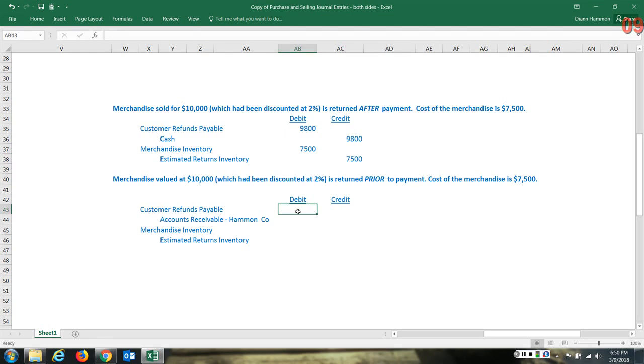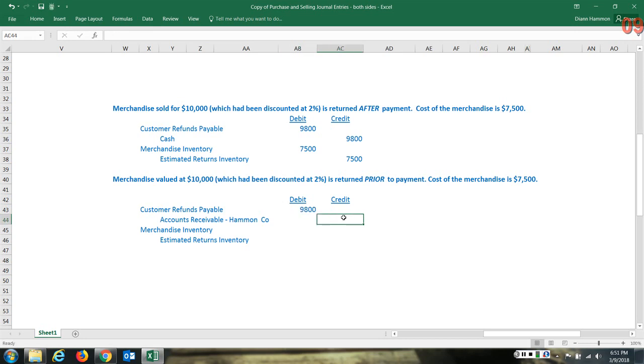Okay, now let's look at the second item. So here we have the same merchandise valued at $10,000, discounted at 2%, so that's your same $9,800, and it is returned prior to the customer making payment. The value of the merchandise still $7,500. So this is on Zelda's books again. Customer refund payable, still going to be $9,800.